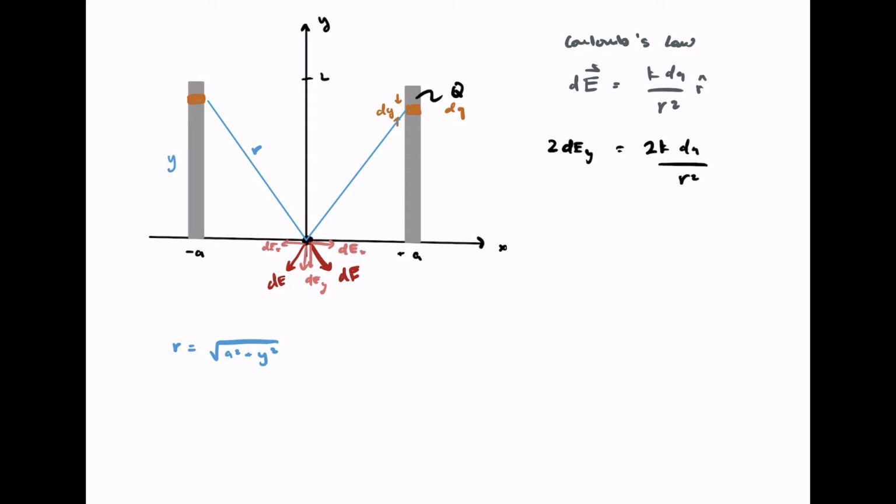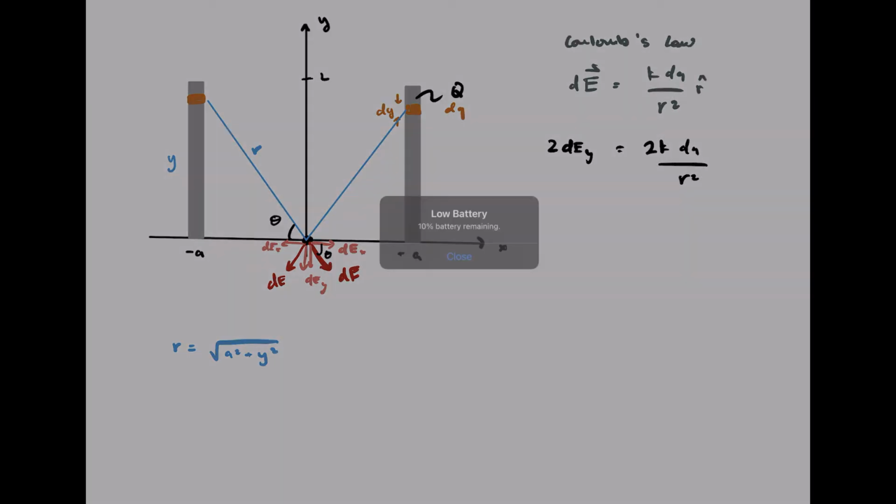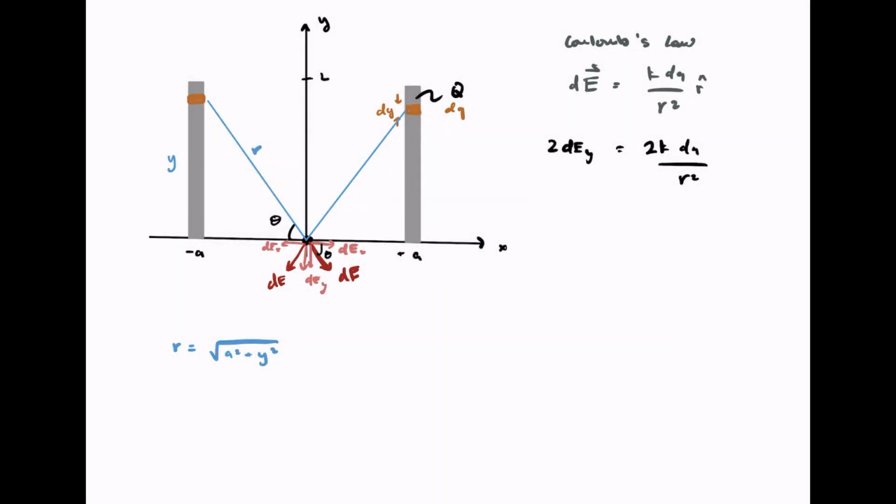But to get y, what do we need? Well, we know this angle is theta, which means this angle is theta. Theta should vary too, right? Because if you have a dot here, then you have a thing here, and your theta will get smaller as you go down the rod. So we need y, so is this sine or cosine of theta? Sine, so this should be sine of theta.